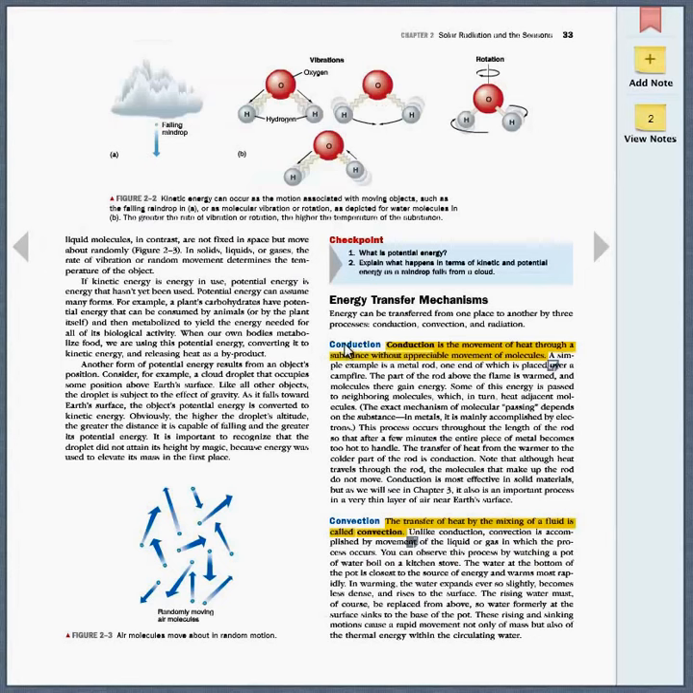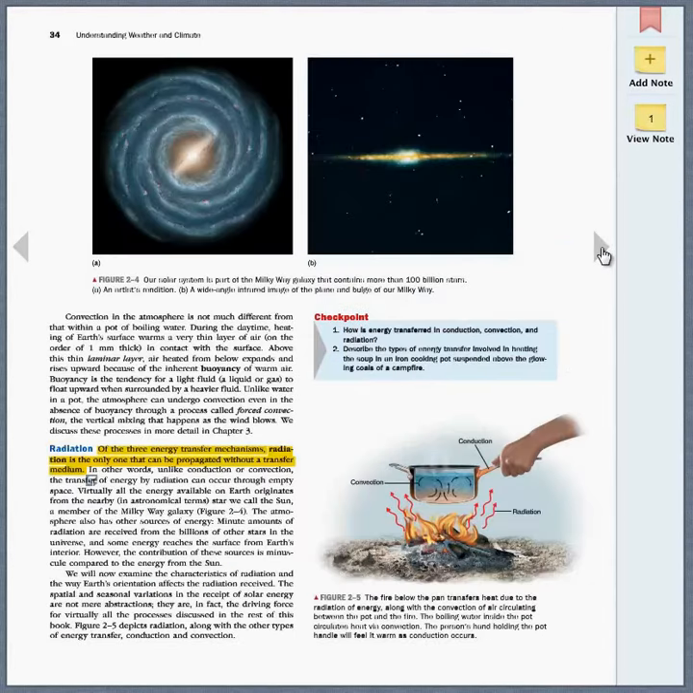Page 33, I want you to know what conduction is. It's the movement of heat through a substance without appreciable movement of molecules. And then the transfer of heat by the mixing of a fluid is called convection. In terms of everyday examples, we've heard of conduction ovens and convection ovens. They follow similar principles. On to page 34, I'd like you to focus your attention on what radiation is.